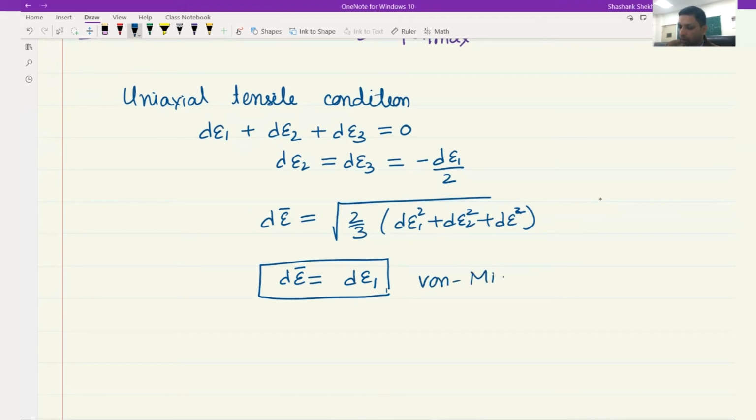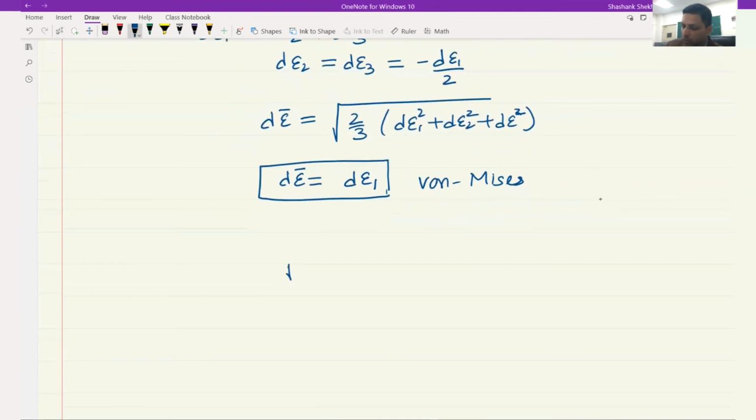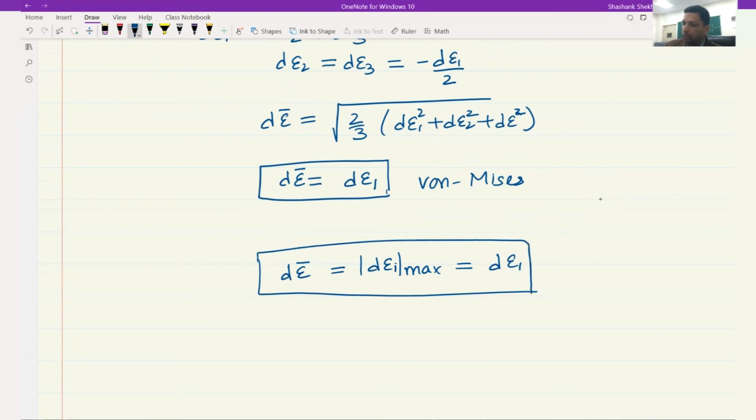for von Mises. And if you were using the Tresca condition, then also we know that d epsilon bar is equal to d epsilon I max, which would have been d epsilon 1. So even in the Tresca condition, we get this, so this is giving us a very, very interesting insight about stress strain.